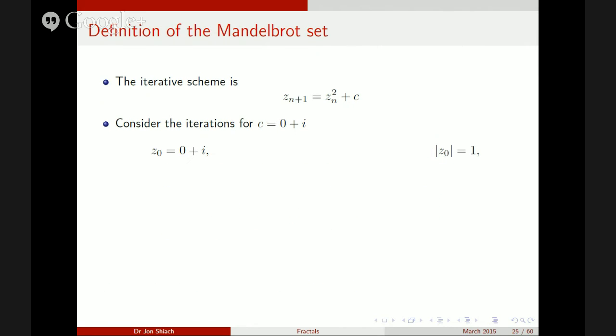But what about a different number? Let's say we've got the number i. So our complex number is 0 plus i. We're starting with 0 plus i, and our modulus is 1.